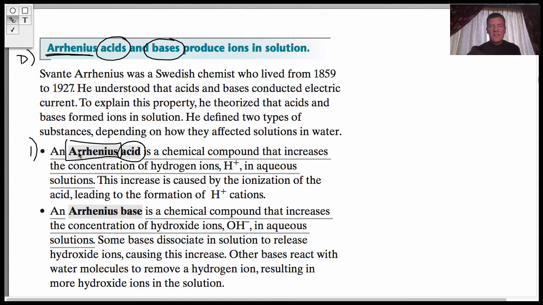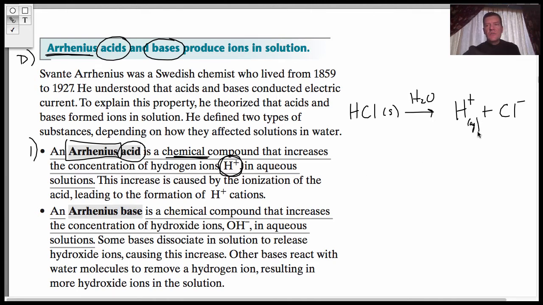Arrhenius defined an acid as a chemical compound that, when you put it into water, increases the number of hydrogen ions. For example, HCl is hydrogen chloride as a compound, but when you put it into water, H2O, it ionizes. It breaks apart into ions, H plus and Cl negative. Now, in water, this is aqueous, AQ. Now you have an acid. It's an acid because of the release of those hydrogen ions.